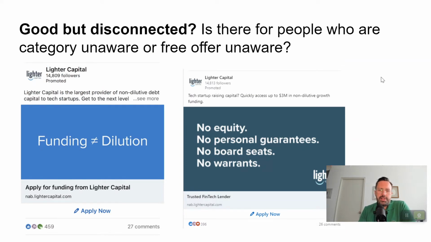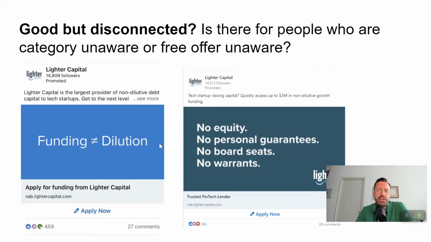Okay, here are some ads that I think are good and address some objections, give some good information, but I think there's a disconnect here, and this is my hypothesis. Okay, so we have this company that I think is giving out loans or some sort of debt financing, and they're trying to get you to apply.